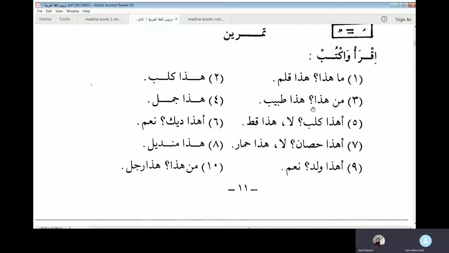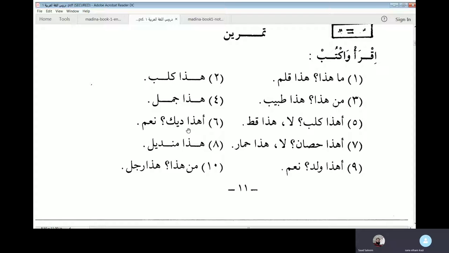Man hada. Who is this? Hada tabibun. This is a doctor. Hada jamalun. This is a camel. Hada kalbun. Is this a dog? La. Hada kittun. No, this is a cat.